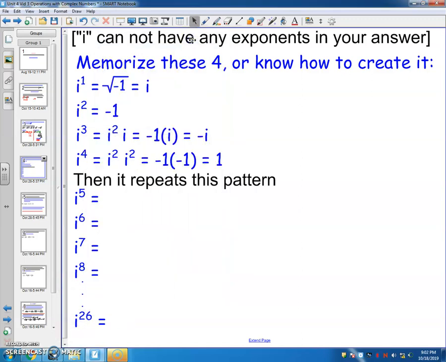But you don't always get the calculator, so make sure you do it. Then it repeats the cycle. So i to the 5th power is really just i to the 4th times i. Well, we know i to the 4th is 1. 1 times i is just i.